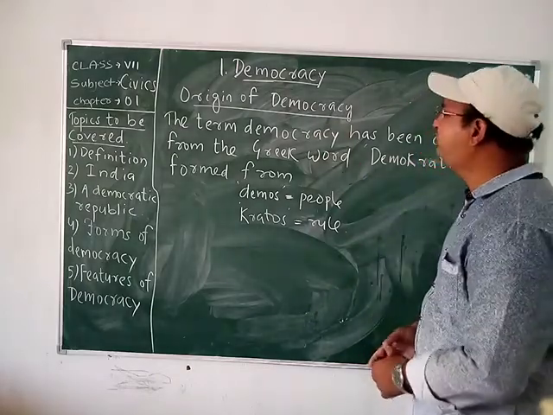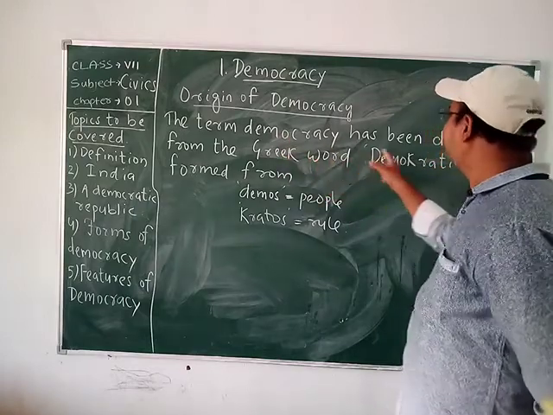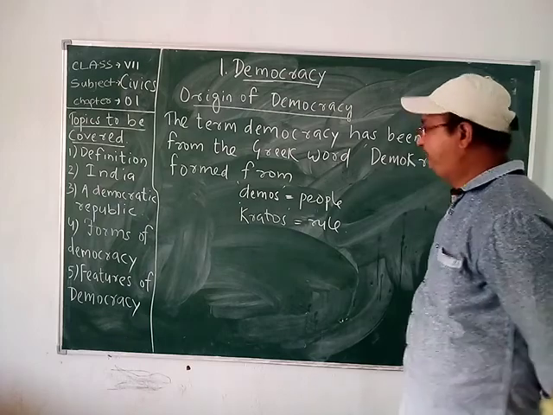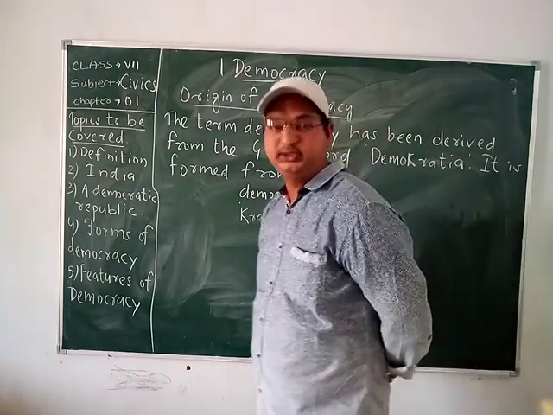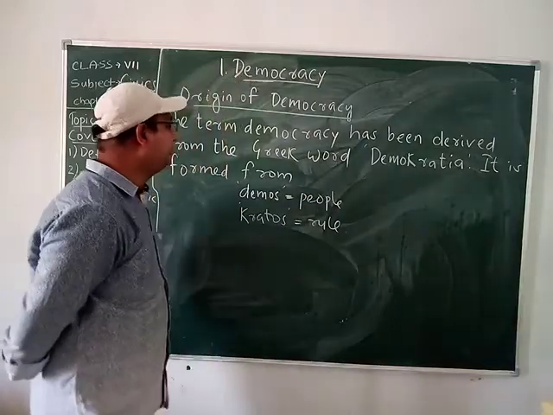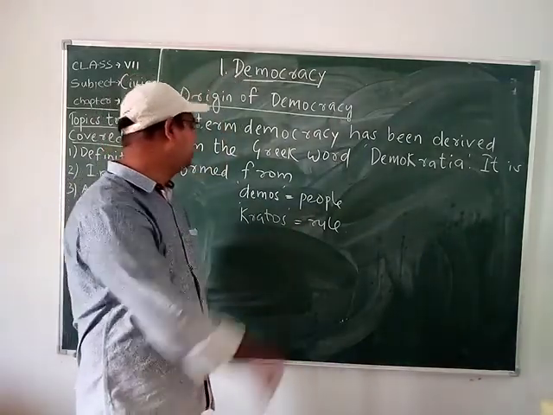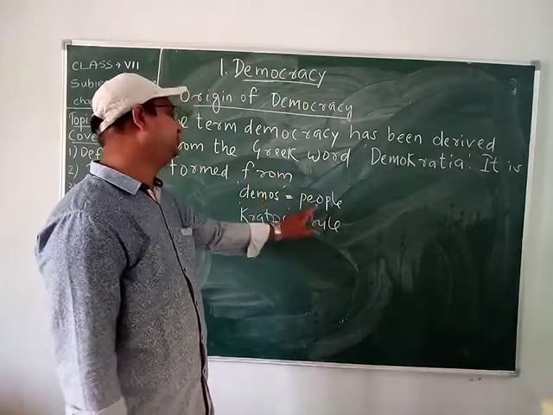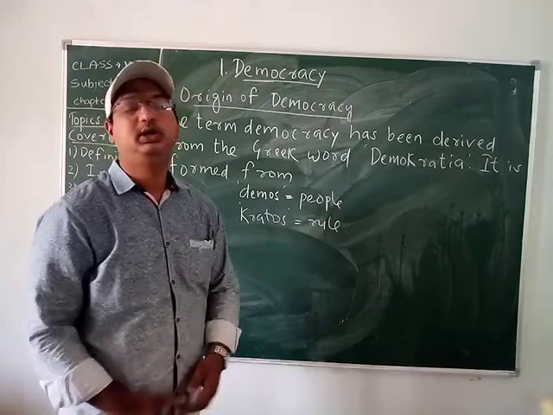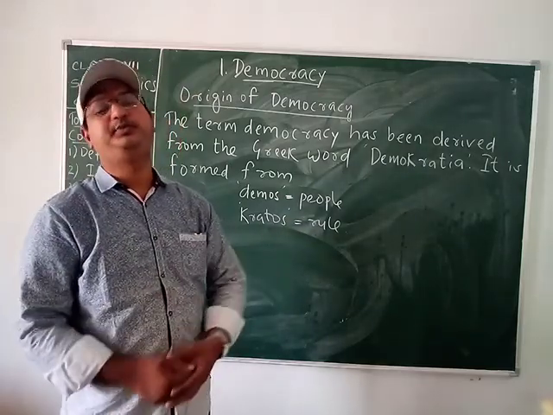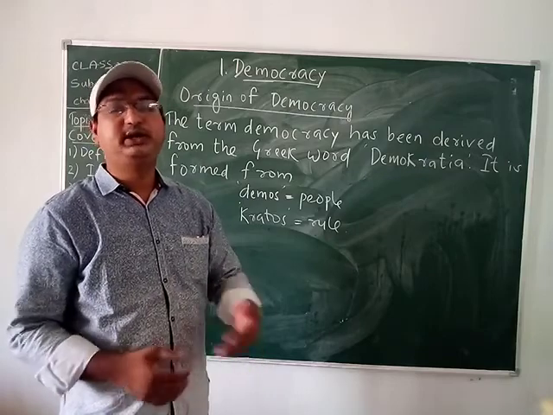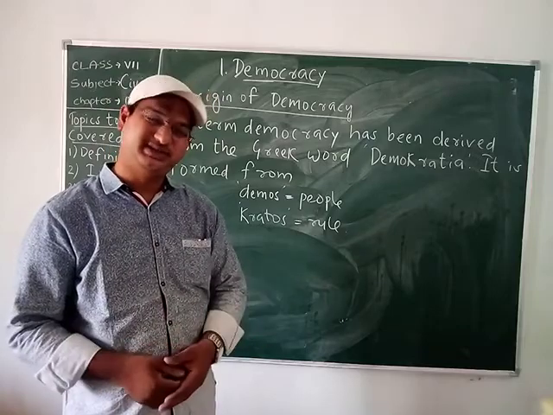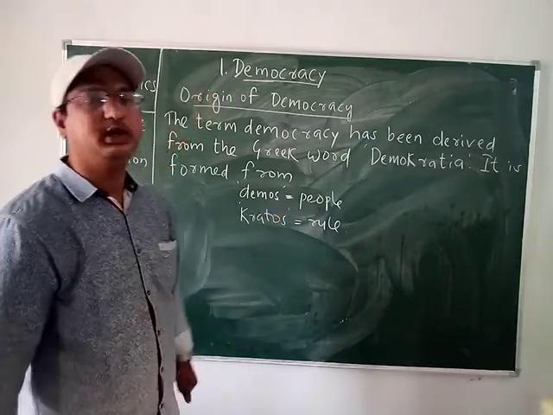Students, first of all, look at the blackboard. The term democracy has been derived from the Greek word demokratia. It is derived from 2 words. The first one is demos, meaning people, and kratos means rule. Students, it means it is the rule of the people. The people in a country rule the government indirectly by elections, by choosing their representatives. This is all about democracy.